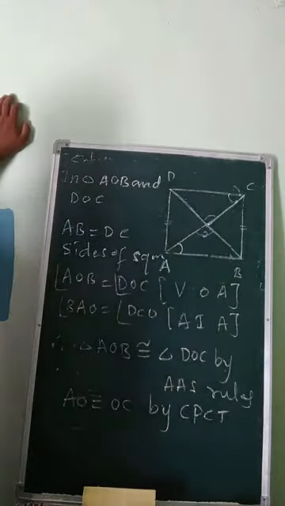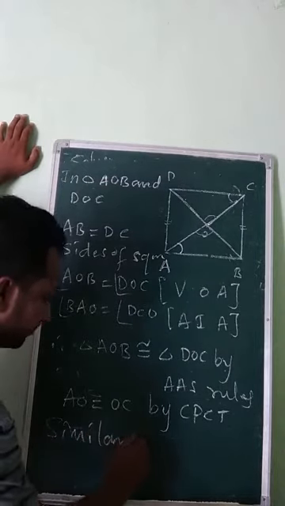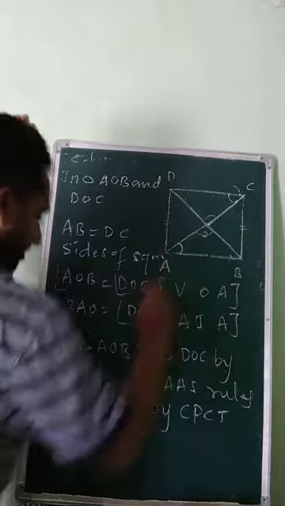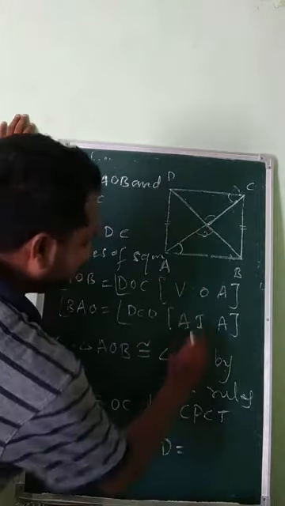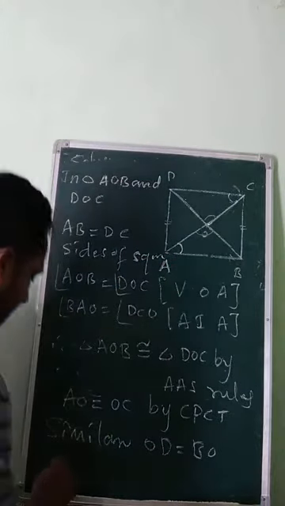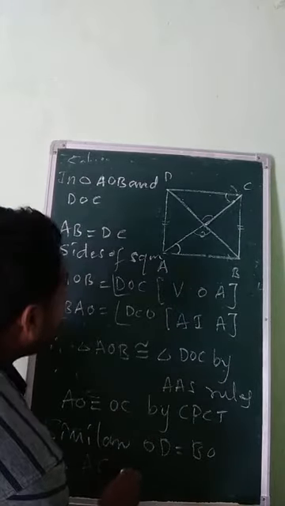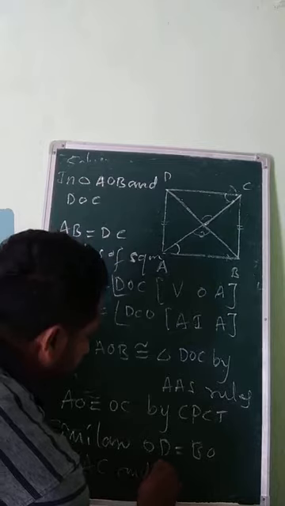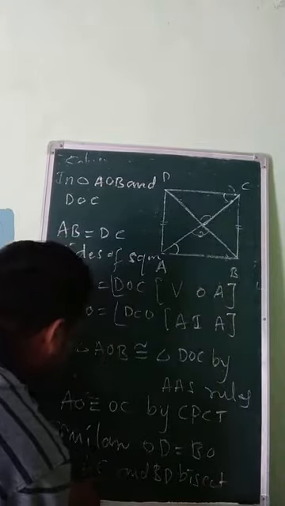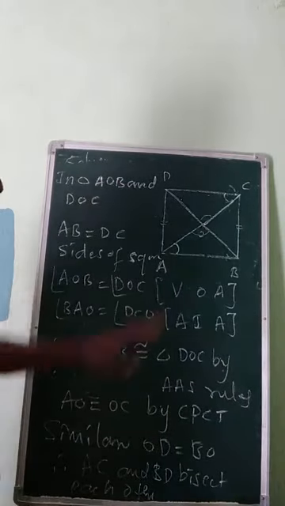By CPCT rule. Then similarly, what can you say? AO is equal to OC, and similarly OD is equal to which one? BO or OB. Correct? Therefore, what can you say? Therefore, AC and BD bisect each other. Bisect each other.